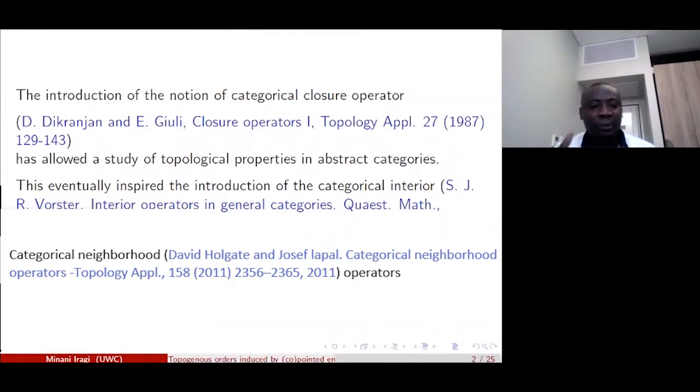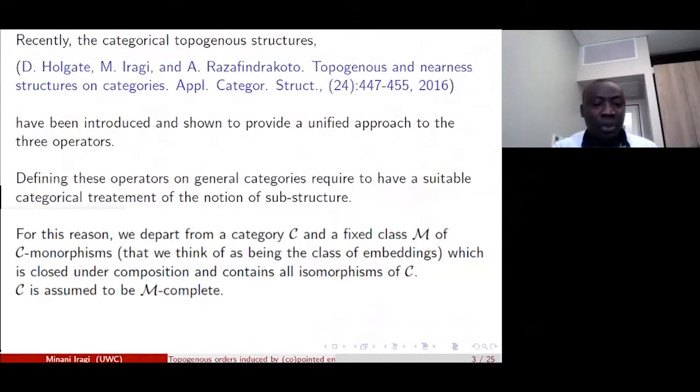His way of thinking eventually inspired other authors to take a similar approach and introduce the interior and neighborhood operators for categories. But since for a topological space it's well known that closure, interior, and neighborhood provide three equivalent ways of describing a topology, a number of authors have been interested in understanding how these three operators relate on an abstract category where there is no topology. It's in trying to find a nice relationship between the three operators that the notion of topogenous order has been introduced on categories. And indeed, this notion allows one to study the three operators in one setting. So our talk today aims to further study the topogenous order on abstract categories.